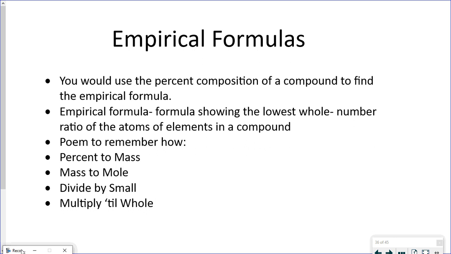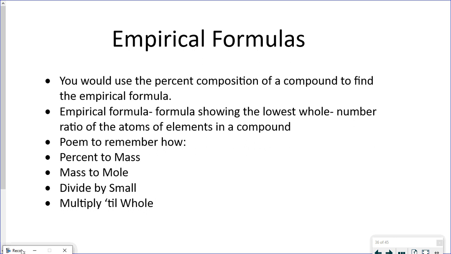Empirical formulas are formulas showing the lowest whole number ratio of atoms in a compound. So all of our subscripts should not be divisible by one another. It should be in that lowest whole number ratio. There's a little poem for remembering the steps of empirical formulas, and then we're going to actually practice calculating these. So the poem is percent to mass, mass to mole, divide by small, and then multiply till whole.